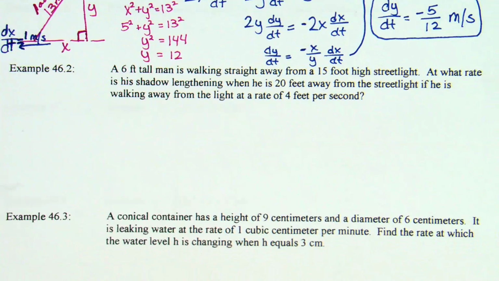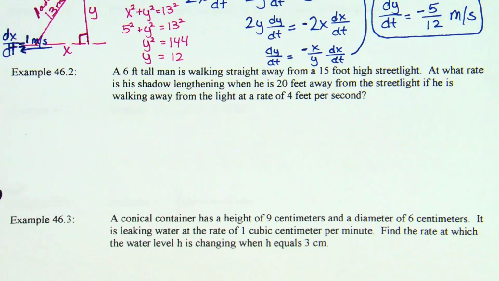A 6-foot tall man is walking straight away from a 15-foot high street light. At what rate is his shadow lengthening when he is 20 feet away from the street light if he is walking away from the light at a rate of 4 feet per second? And what am I going to do with all those words?